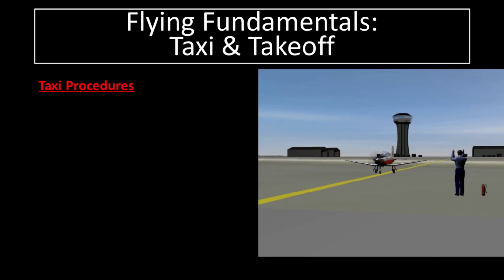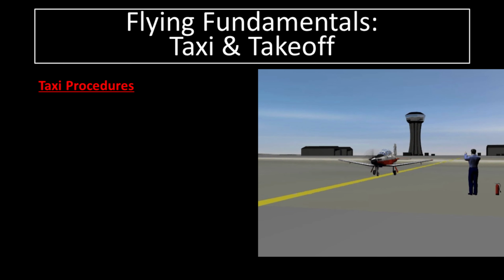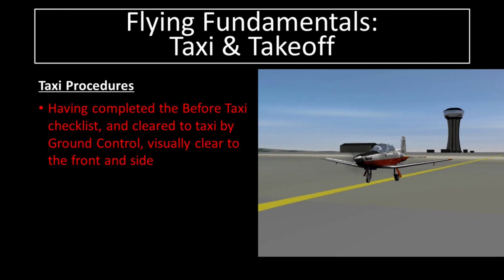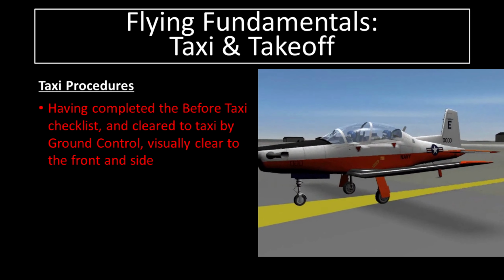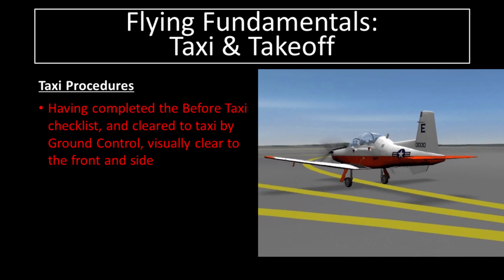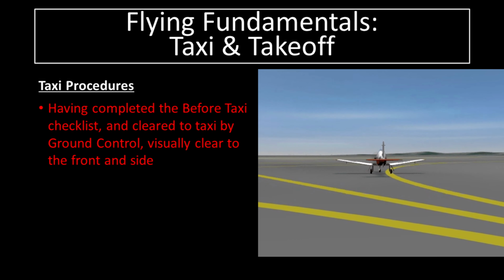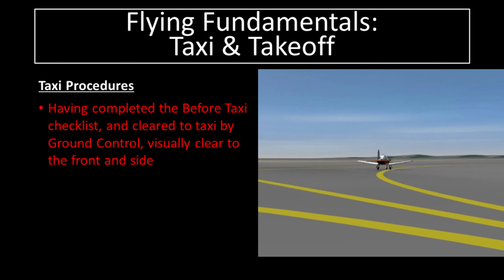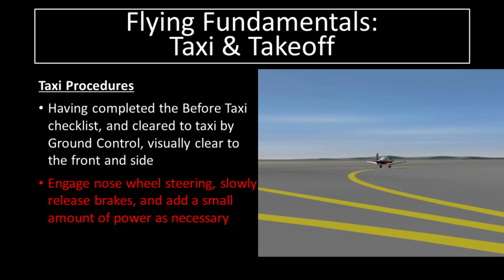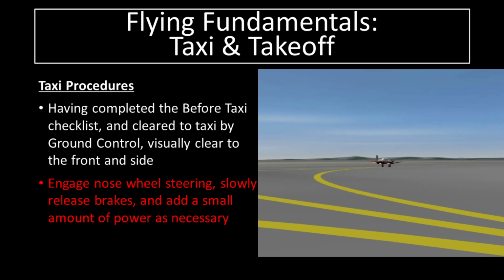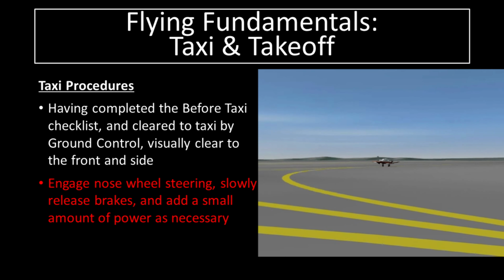Depending on airfield operations and local SOP, you may still have the lineman directing you from the parking spot as shown here. To begin taxiing, first ensure that you have completed the before taxi checklist and you are cleared by ground control to taxi. Prior to releasing the parking brake, be sure to clear all areas around you before taxiing. Ensure nozzle steering is engaged, release the parking brake, and add power as necessary to slowly move the aircraft.